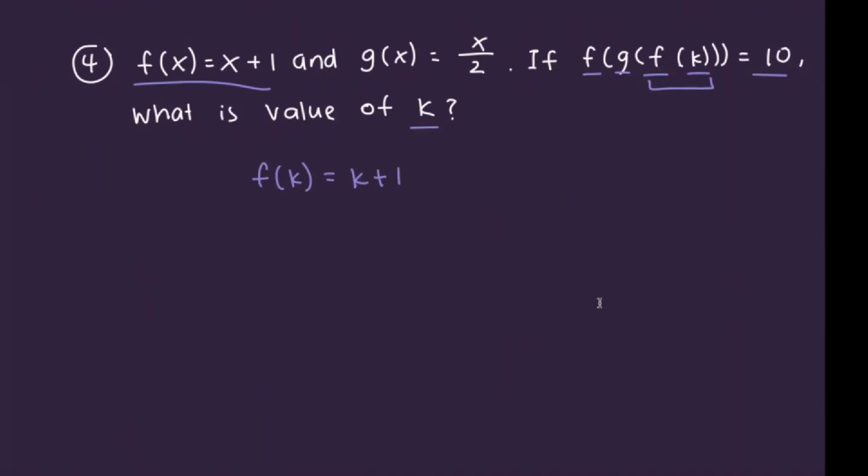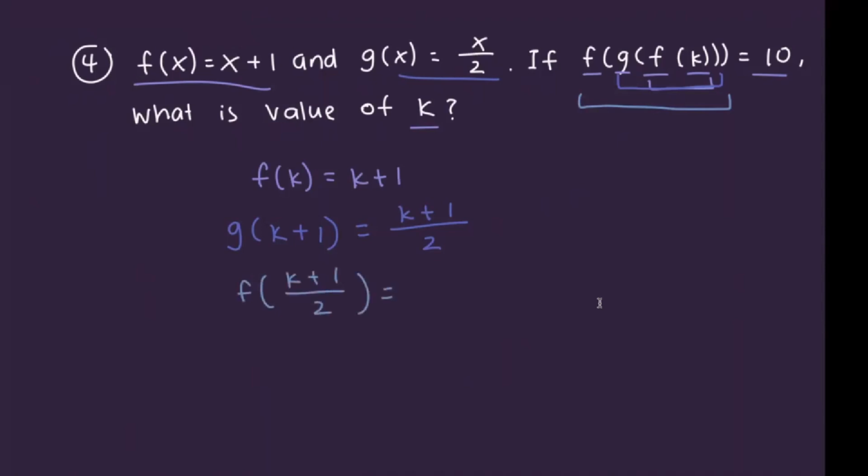So we got our first answer in the inside, and now we're looking for g of k plus 1. g of k plus 1 will be k plus 1 over 2. Now we need to take another f function, and this will be f of k plus 1 over 2, and now we'll add plus 1.